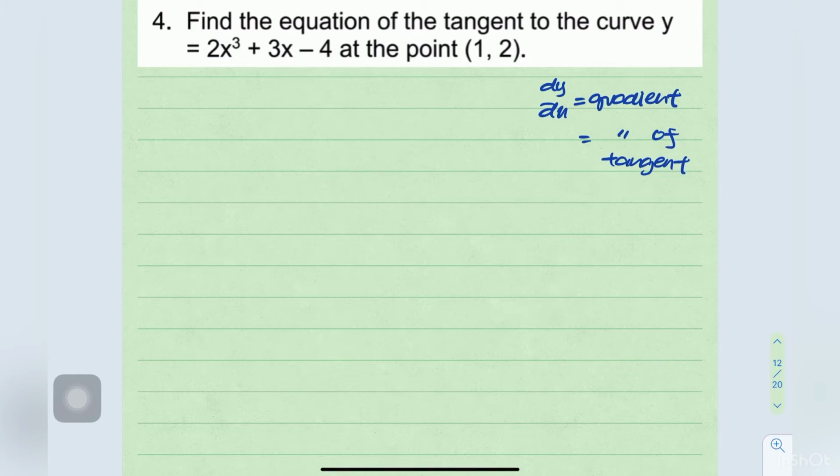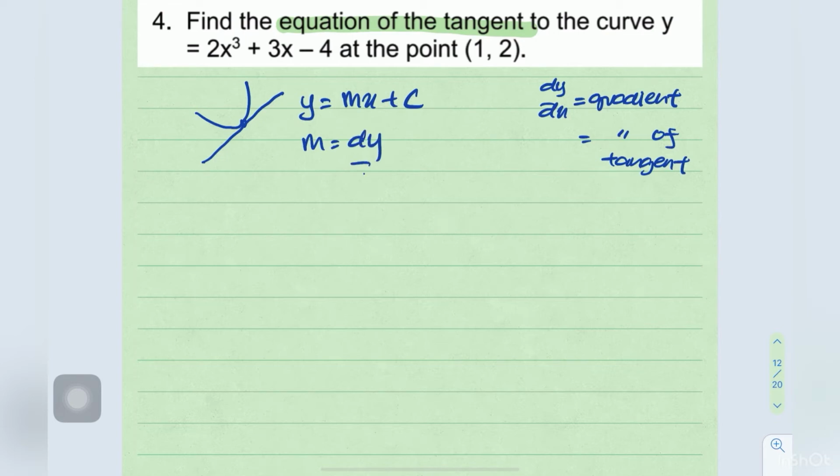Now question number 4. Find the equation of the tangent. The tangent is a straight line that touches the curve at one point. The equation of a straight line is y equals mx plus c. Since dy/dx is the gradient of the tangent, it means m is dy/dx.